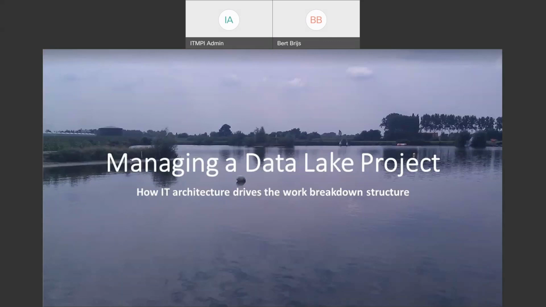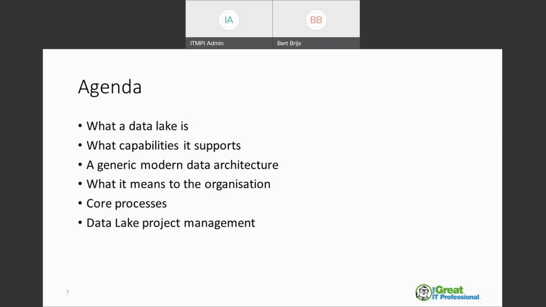So this is the agenda. We'll discuss what a data lake is, what capabilities it supports, and talk a little bit about the modern data architecture of today, and of course what this means to the organization and how this affects data lake project management.